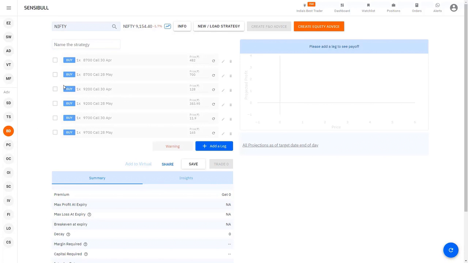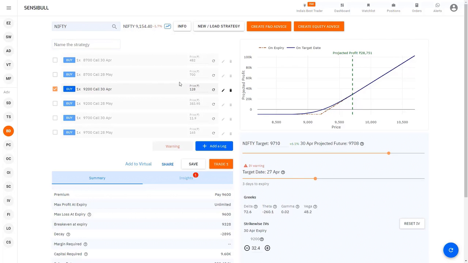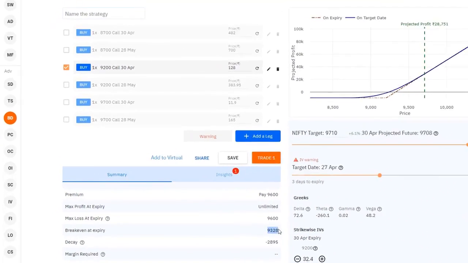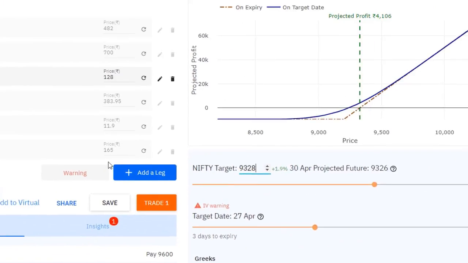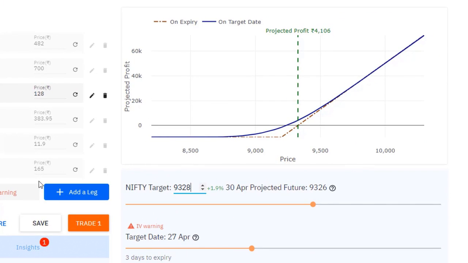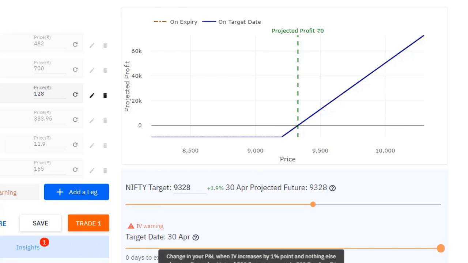So for example, if you are looking to buy the 9,200 April option, you know that the break even is at 9,328. So you have to ask yourself the question, where is this 9,328? Let's look at that, right? 9,328 is 2% away. Is there going to be a 2% move in the next 4 days for Nifty? If the answer to your question is going to be a no, sorry, this is not expiry.